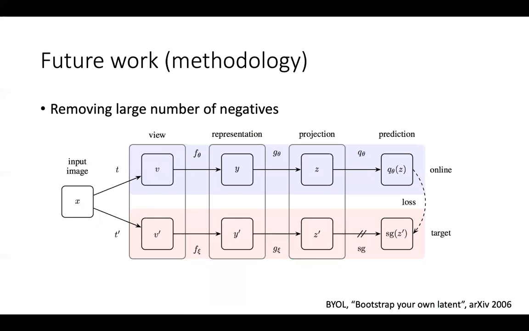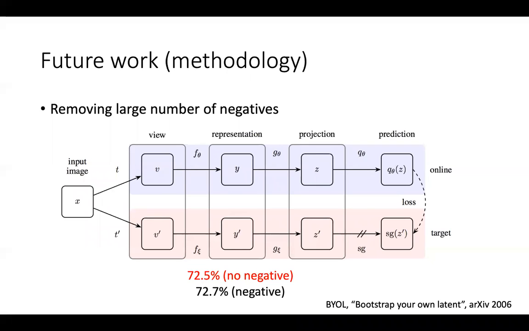Another perspective is you can think about other new methodology. This is a recent paper called Bootstrap Your Own Latent. In contrastive learning, one caveat is you really need a large number of negatives. In this BYOL paper, they are trying to remove the requirement of negatives. They found that if you remove negatives, you can still get good performance, and if you add negatives, it only gives you a small boost.